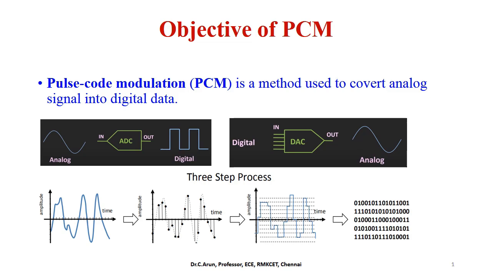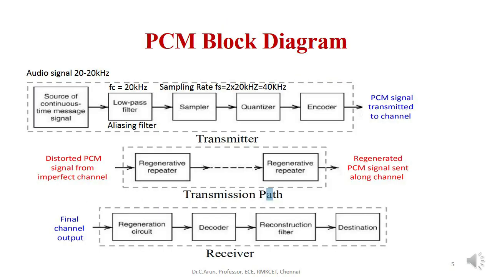Here the analog signal is applied to your sampler, and you get the sampled output. Then you apply it to your quantizer, where the sampled signal is quantized, performing the roundup process. Then based on each sample amplitude you get the encoded output like this. So there are three steps: the first is sampling, the second is quantization, and the third is the encoding process.